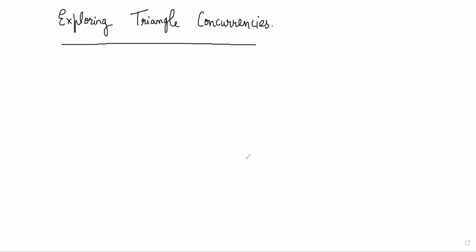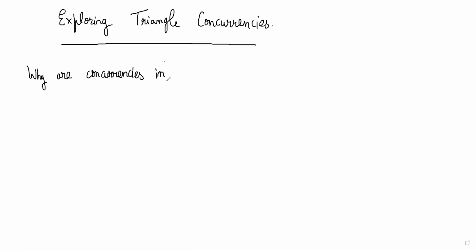And there are many concurrencies that you can see in a triangle. These configurations are very common in Olympiad problems. So we are going to explore triangle concurrencies and we'll see Ceva's theorem. And using that, we're going to prove a lot of results, right? But before that, let's look at a simple brain teaser which tells us why concurrencies are important.